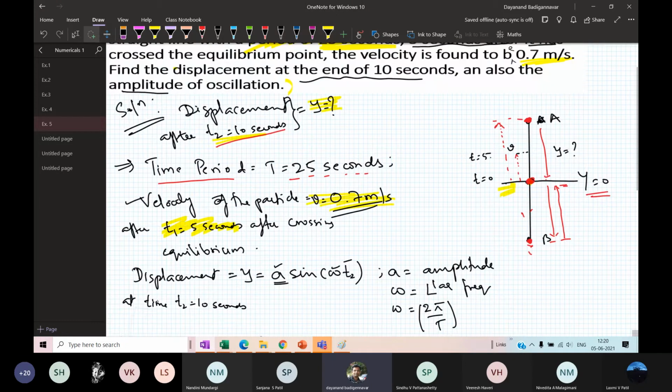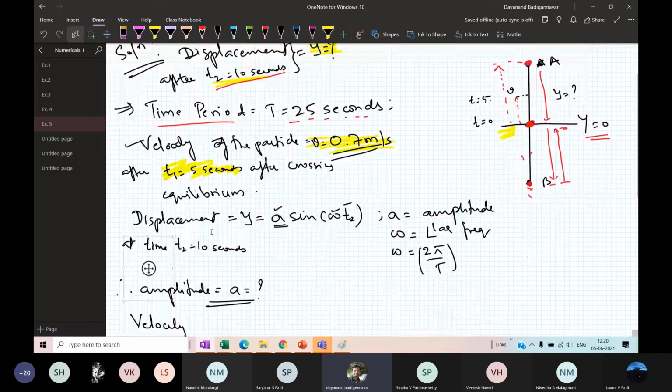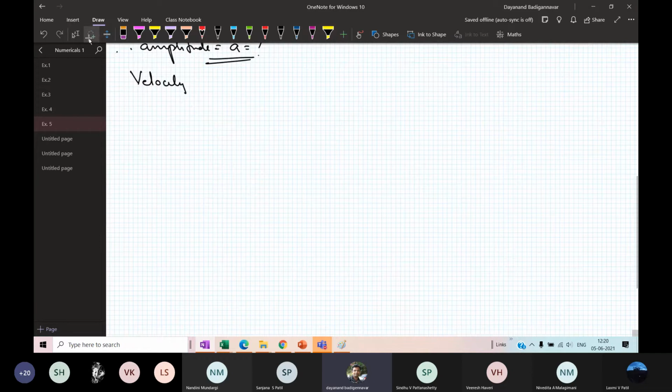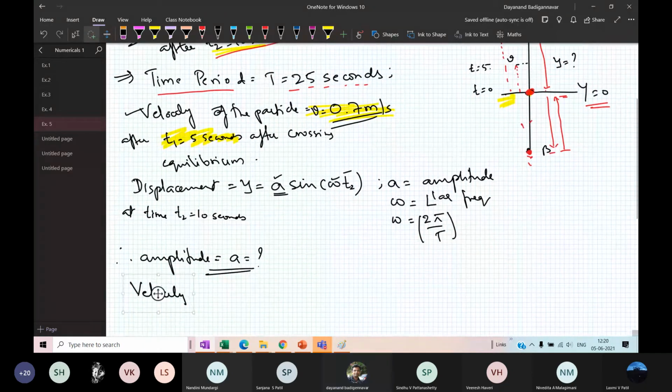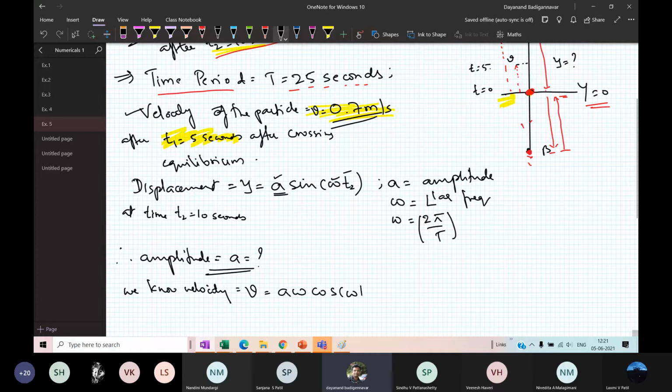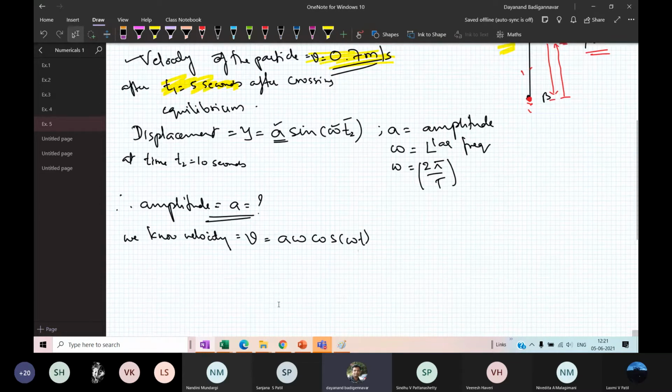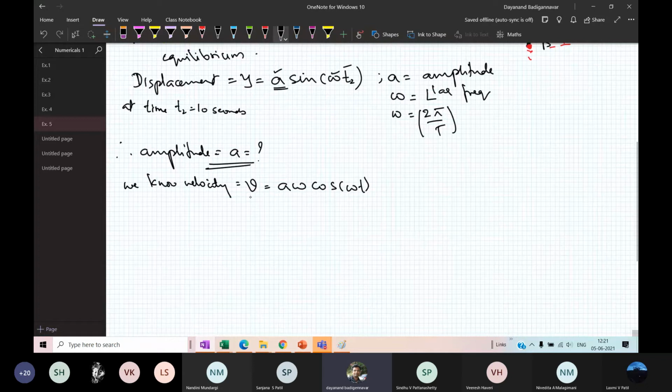Velocity is given by, we know that velocity is equal to, velocity v is equal to a omega into cos of omega t. This is the equation for SHM, equation for velocity of a particle. So here you can find the velocity using this relation.